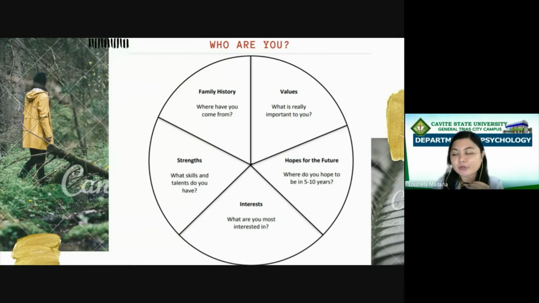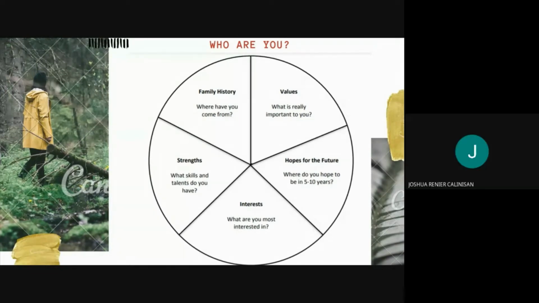What is really important to you? Joshua Segunto, are you here inside the meeting room? Joshua, what are important to you? Yes, hello. What do you value?